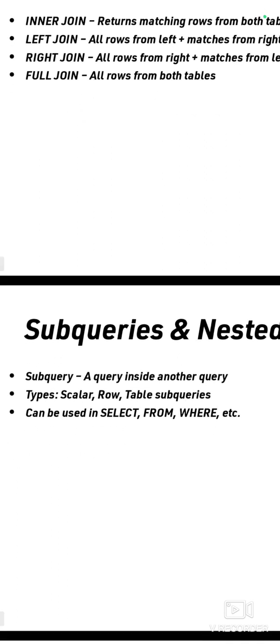Third one is right join. It returns all rows from the right table and the matched rows from the left table. If there's no match, null values are returned for the columns from the left table. This is called right join. Next one is full join. It returns all rows when there is a match in one of the tables. If there is no match, null values are returned for columns from the table without a match.